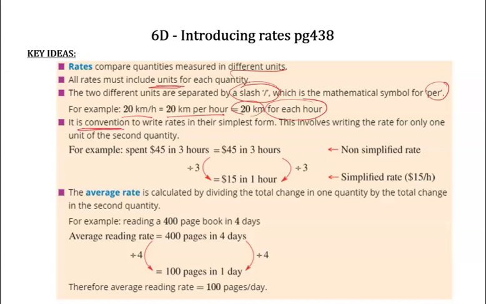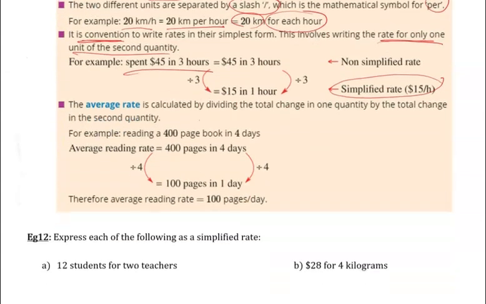Again, there's the word convention. We write rates in their simplest form, and we only have the rate for one unit of the second quantity. So it's 20 kilometers per 1 hour. That second unit is going to be 1. So if we have spent $45 in 3 hours, we can simplify that by making the 3 into a 1. Divide hours 3 by 3 to get 1, so we do the same on the other side. So the simplified rate looks like this. $15 in 1 hour is $15, so I've got the dollar sign on there, per hour. $15 slash hour.